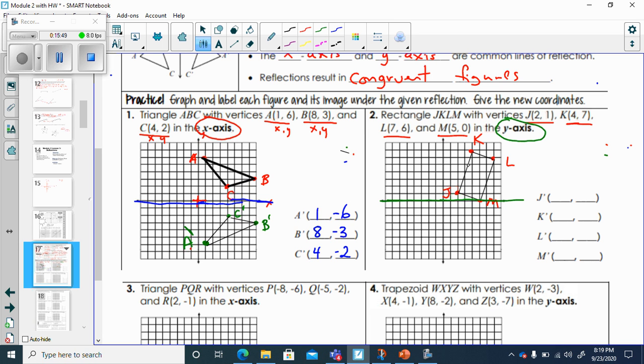That's the x. Oops. Hold on. See, I was about to make a mistake. It says y. I went back to look and it's the y-axis. So we've got to be careful. We're reflecting over the y-axis. Okay? So let's draw our y-axis so we know where it is. Here's our y-axis right here. This is what we're reflecting over.